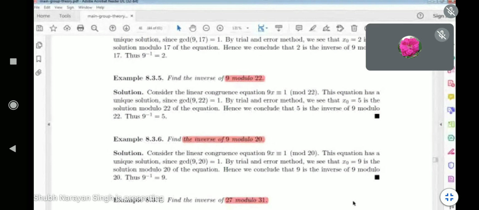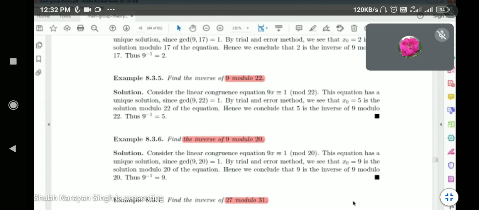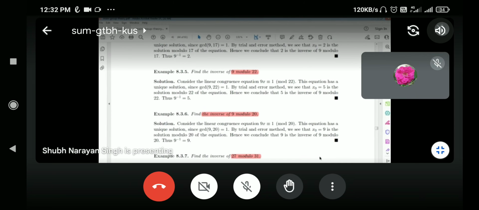Just consider the equation. Sir, 7. 27x, 7. 7 into 27, what is the quantity? If you multiply 27 into 7, what will be the number? 189, and 189 divided by 31.